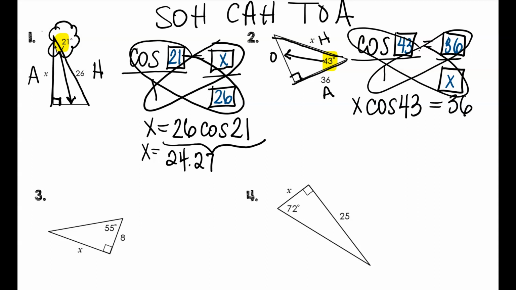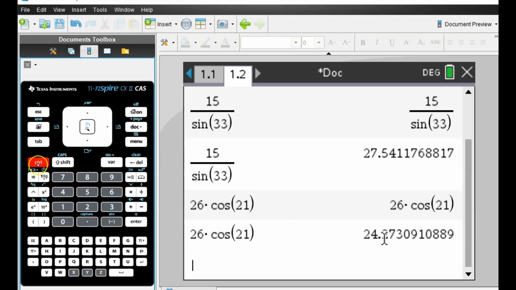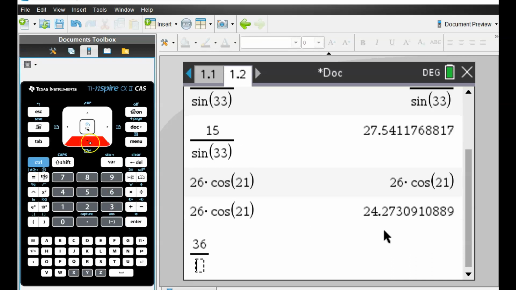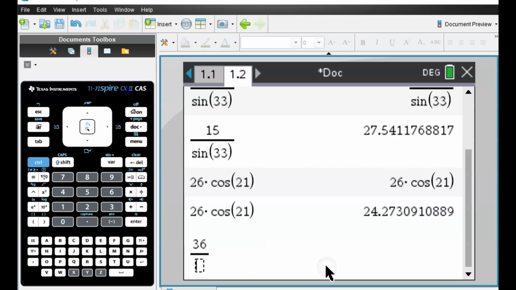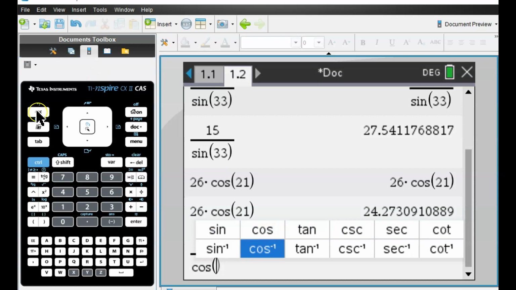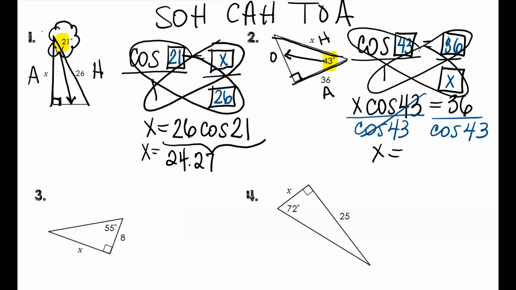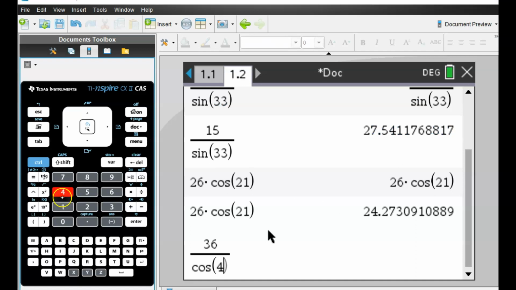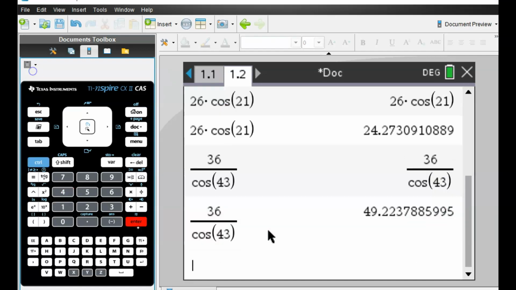equals 36 times 1, which is 36. To get x alone, we divide by cosine of 43. And then we put that whole fraction in our calculator. 36 over cosine 43. Control division, 36 over cosine of 43. So that's 49.22.